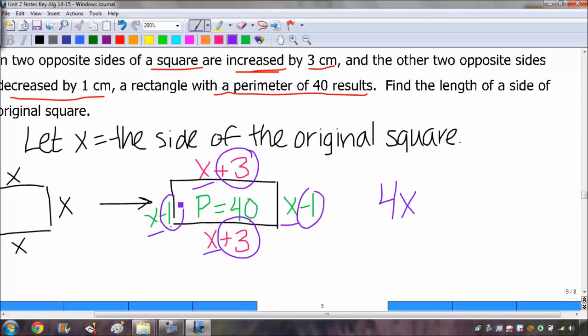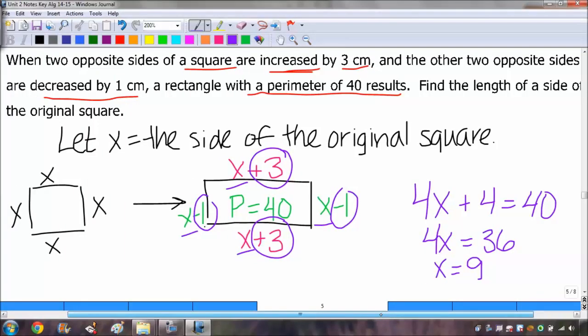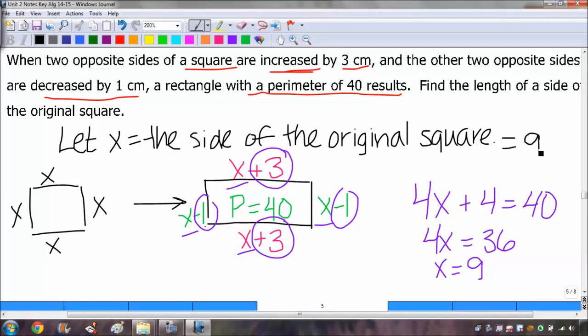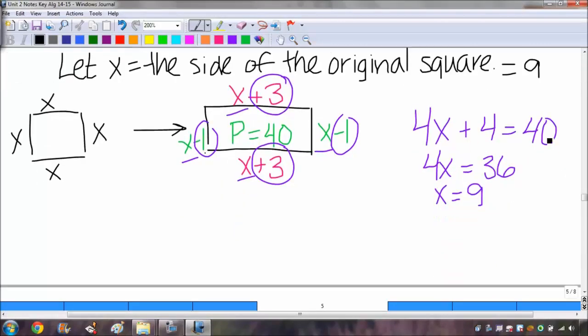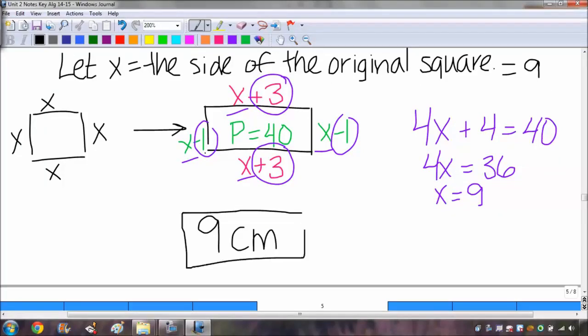3 plus 3 is 6, minus 1 is 5, minus 1 is 4, so I end up getting 4x plus 4 equals 40. Subtract the 4 from both sides, I get 4x equals 36, which means that x equals 9. So the original side of the square was 9. So my answer to the question is 9 centimeters. But again, I want to make sure my answer seems correct.